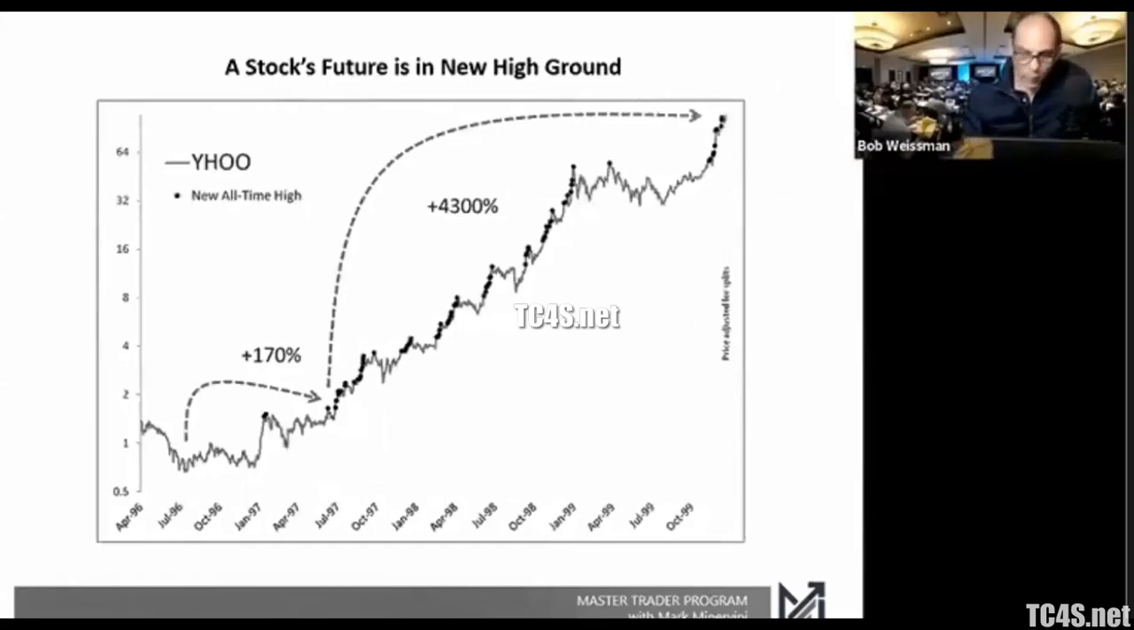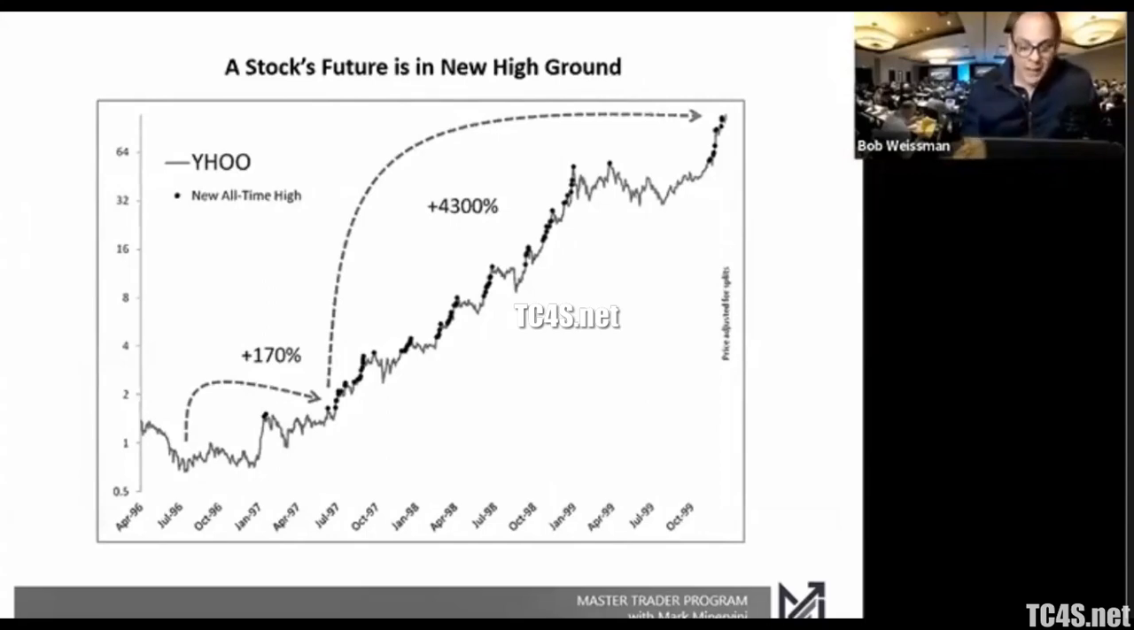We're on page 104. So a stock's future is in new high ground. And even if you were to buy a stock, let's just say you were able to pick the exact low after a stock drops, let's say 50%, right? It gets really clobbered in the bear market. It's down 50% and you buy it right at that low.